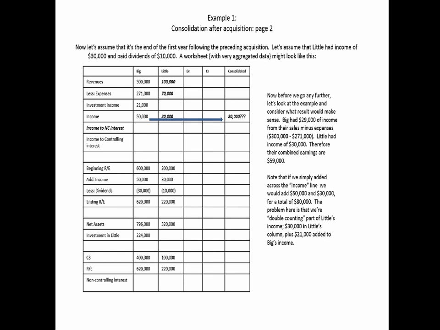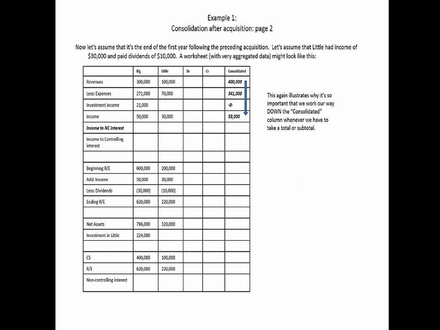If we were to simply add across the income row, that's not the result we get. We would get $80,000, and that's incorrect. The problem is, of course, that $80,000 double counts a good portion of Little's earnings. It includes all of Big's income of $50,000, which includes their 70% of Little Company's earnings.